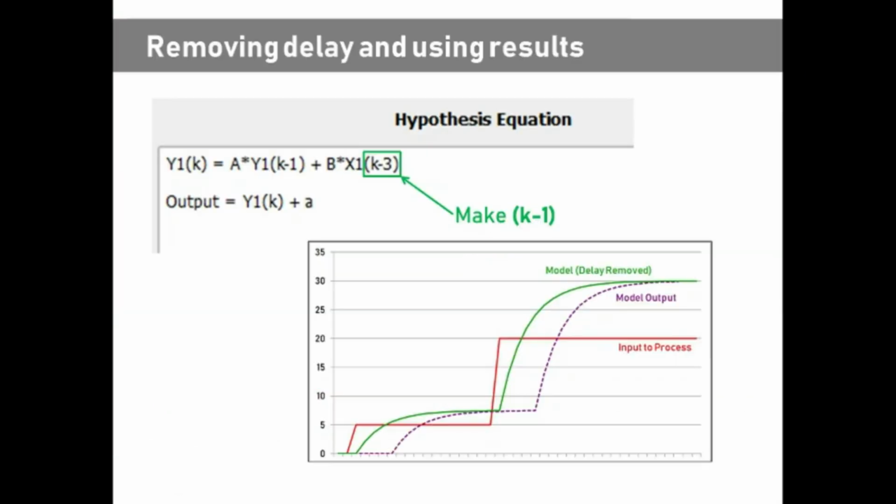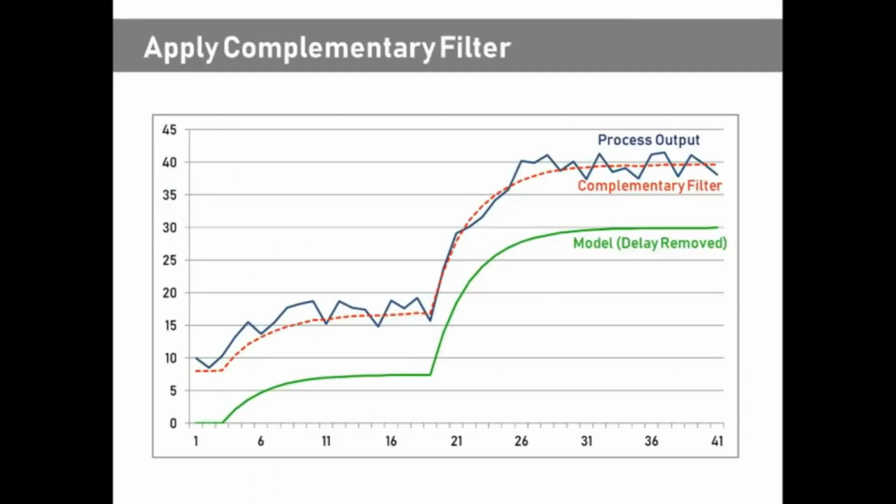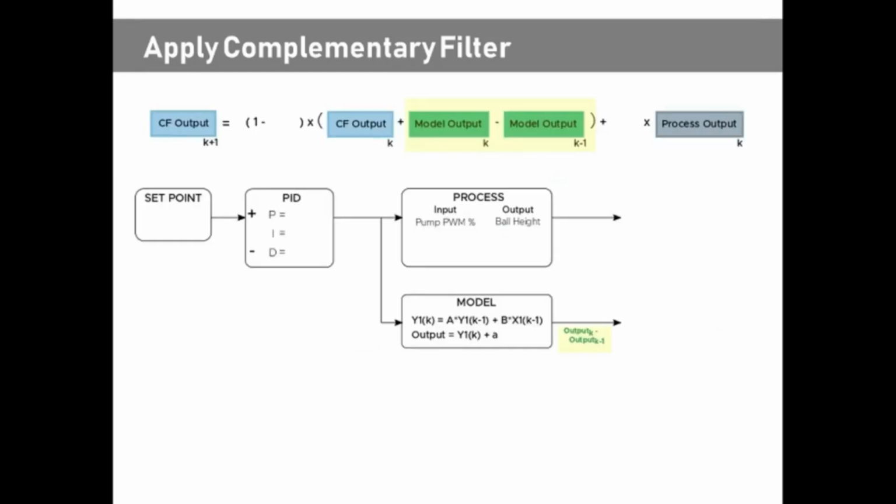The next step is to remove delay from our model, which will make it easier to program and more stable when we integrate it with our PID control system. We can integrate our conjecture model with our process using a complementary filter to artificially remove noise and delay from our process feedback. We use a standard complementary filter equation to integrate our conjecture model into a traditional PID process.